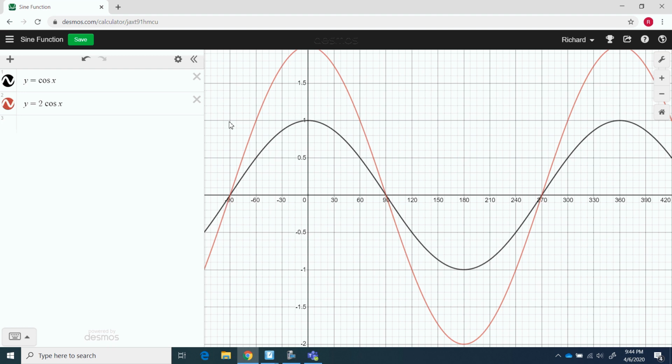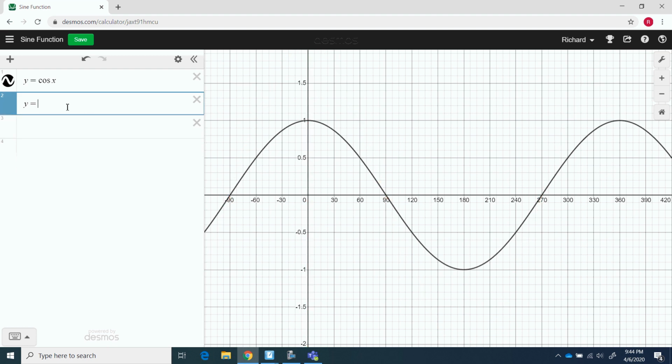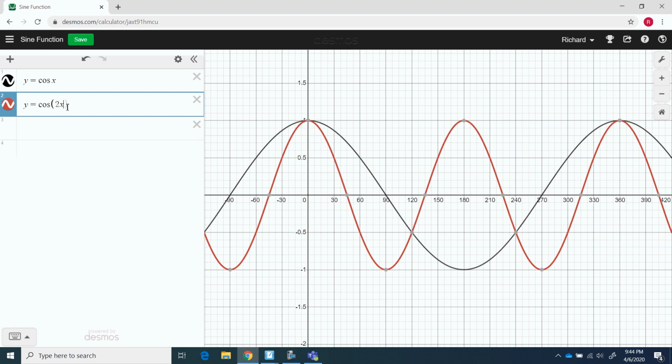Okay, so I'm going to now draw another graph. Actually, let's get rid of that one. I don't want to get too much going on here. Let's put the cosine, and I'm going to put a bracket here, of 2x. So putting a number here should make it half the width of what the original graph was. So this should now make a wave in 180 degrees instead of 360. Let's see if that works.